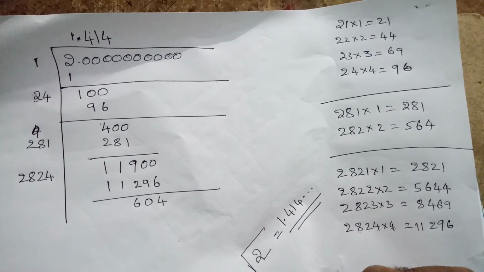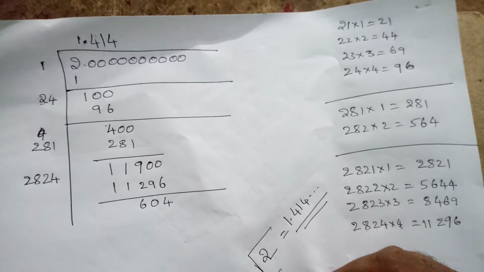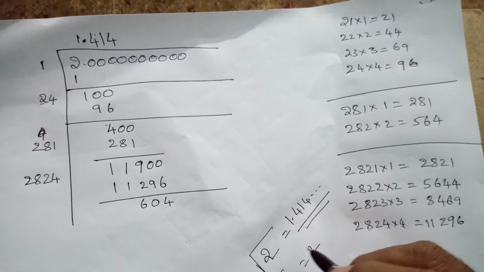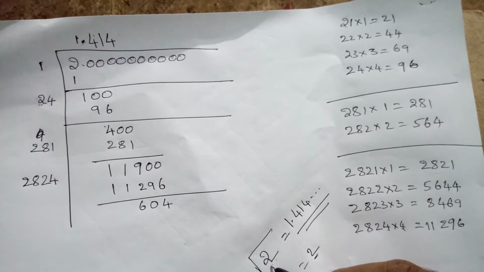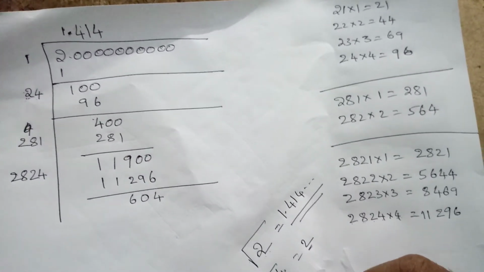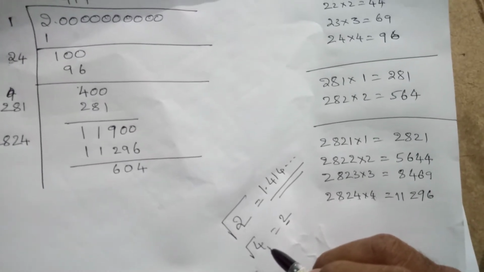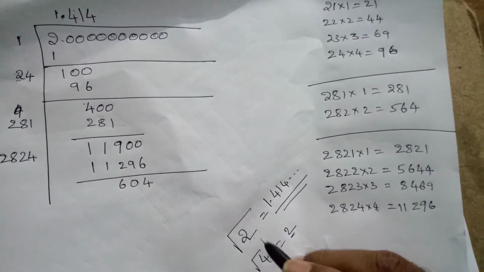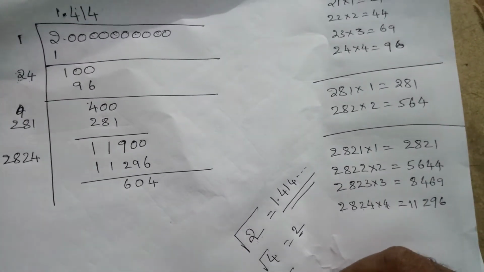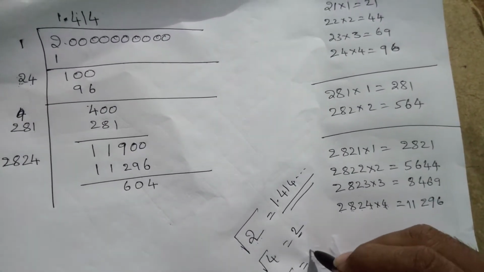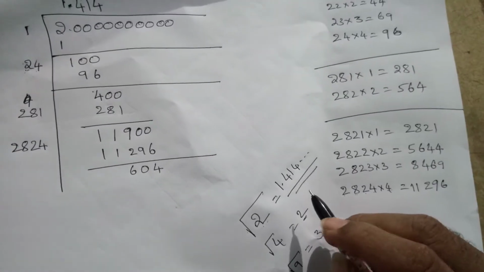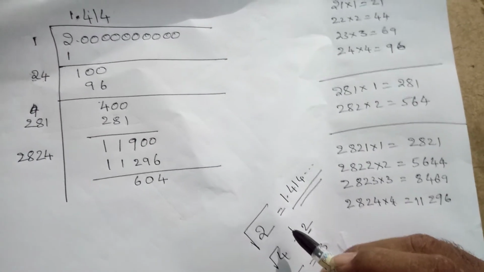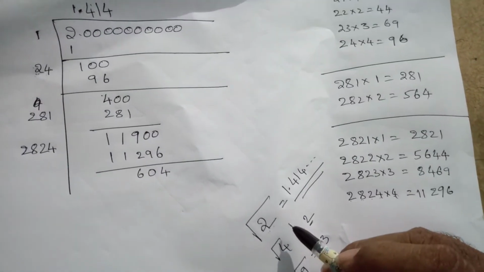For an irrational number, for example, root 4 is equal to 2. It has a perfect square root, but 2 has no perfect square root. Therefore, how to find a root value for such numbers? Root 9 has a perfect square root, that is 3, but mostly the numbers have no perfect square. For such numbers, how to find the value?